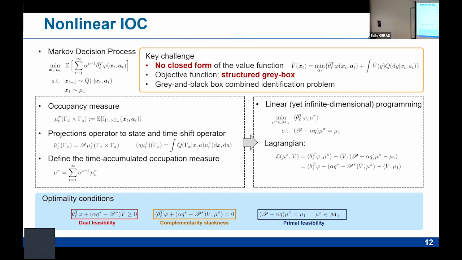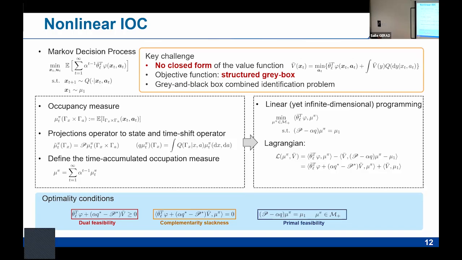By this kind of construction, you can turn this into a linear yet infinite dimensional program. Namely, you are optimizing over mu, over all of the positive signed measures. And then you have this integral, and P and Q are just linear operators that act on this mu pi measure. And then you have this mu1, which is the initial distribution.